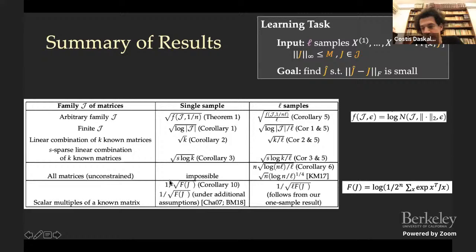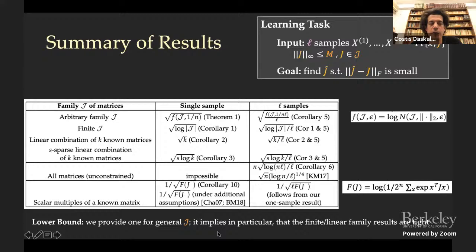So this is basically a summary of our results. I should also say that we have a lower bound for general interaction matrices. Essentially a lower bound that is close to matching, but not exactly, our general upper bound. But if you apply our lower bound to finite classes and linear combinations, you get that our upper bounds are tight for these two cases. So our lower bound for general classes is reasonably tight, albeit not exactly tight. So this is basically the summary of the results. And unless there are questions, I would like to give a little overview of the techniques.